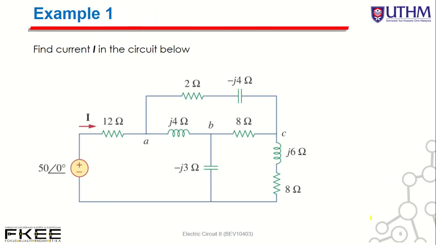For example, how to apply this formula? Let's say we are given this circuit. Find the current I in the following circuit.